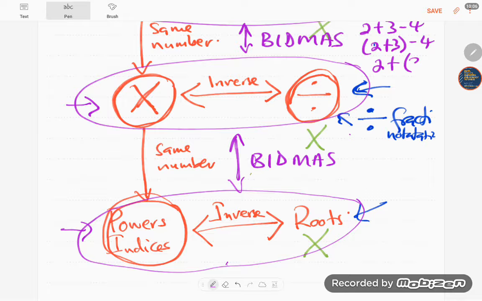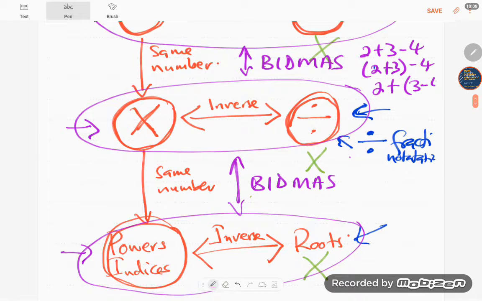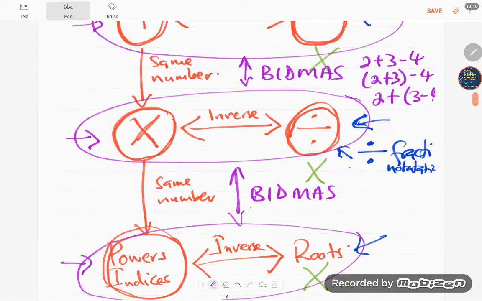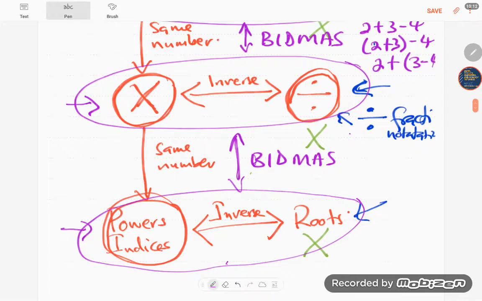2 plus 3 minus 4, like that. Similarly here, if I say 2 times 3 divided by 4, there's no difference to me going like 2 divided by 4 times 3. It's going to give you exactly the same result.